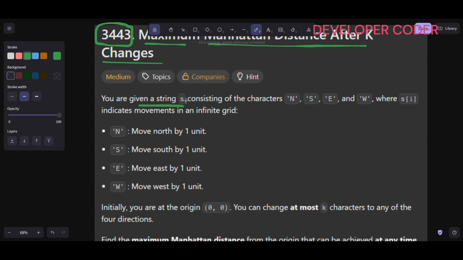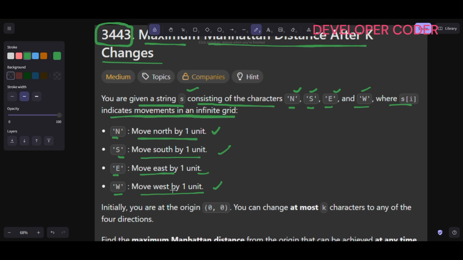You are given a string S consisting of the characters N, S, E, and W. Okay, north, south, east, west. Where S of I indicates movements in an infinite grid. N means move north by 1 unit. S means move south by 1 unit. E means move east by 1 unit. And W means move west by 1 unit.